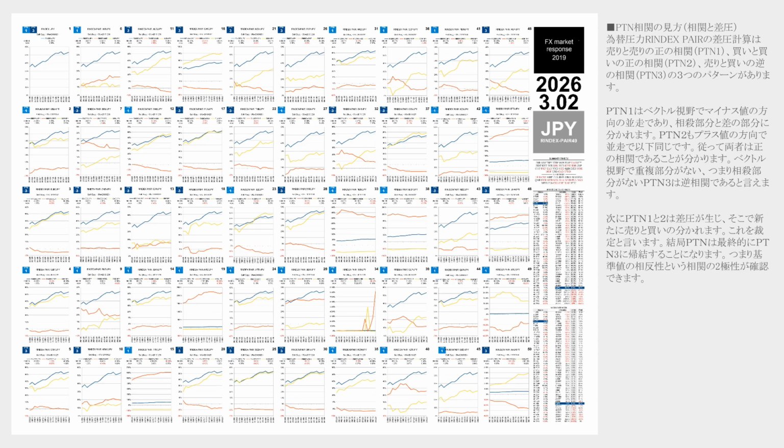Next, a differential pressure develops between PTN1 and 2, which leads to a new division into sells and buys. This is called arbitrage. Ultimately, PTN resolves to PTN3. In other words, the bipolarity of correlation, the reciprocity of the reference values, is confirmed.